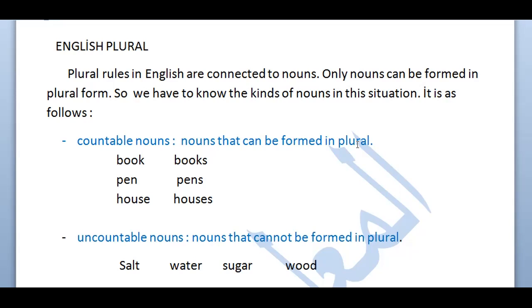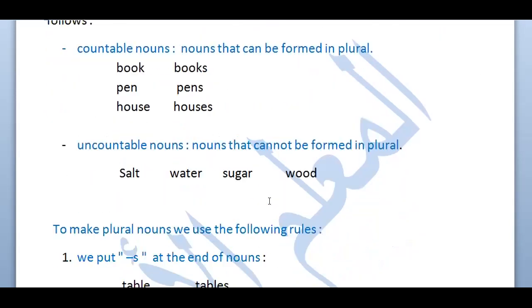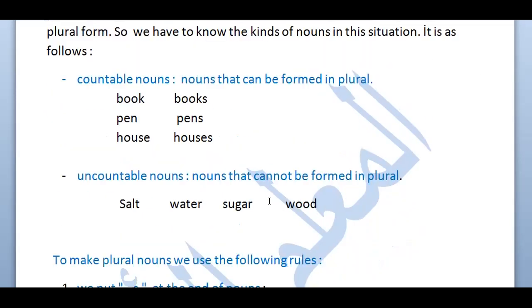Then we have the other kind of nouns, which is uncountable nouns. Uncountable nouns are nouns that cannot be formed in plural. We cannot form a plural form of these nouns. So these nouns are called uncountable nouns or non-count nouns.